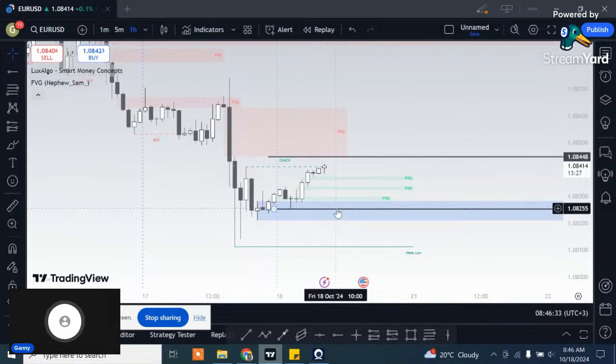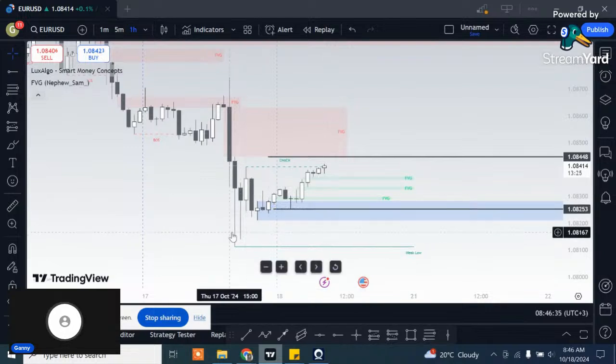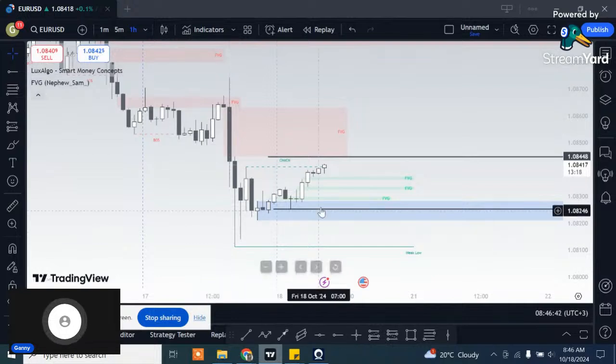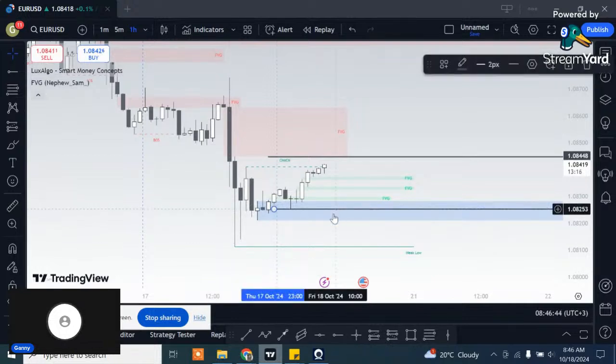So what do I expect? From the low of the day yesterday, do we have any kind of area of interest? We do have maybe an order block right here.